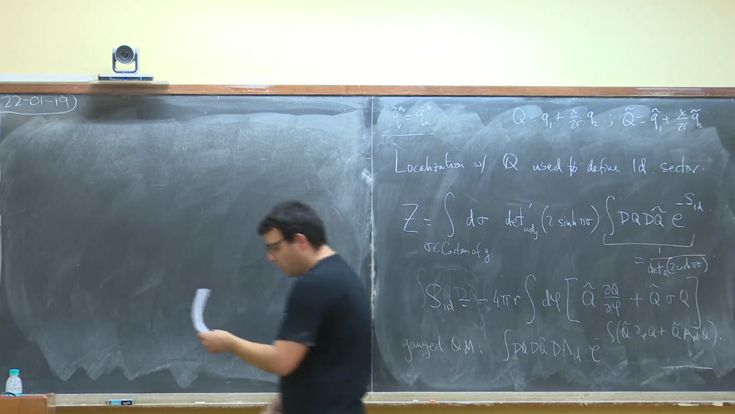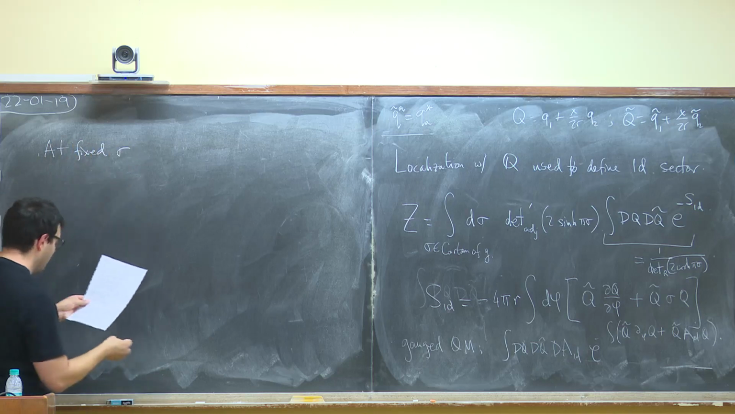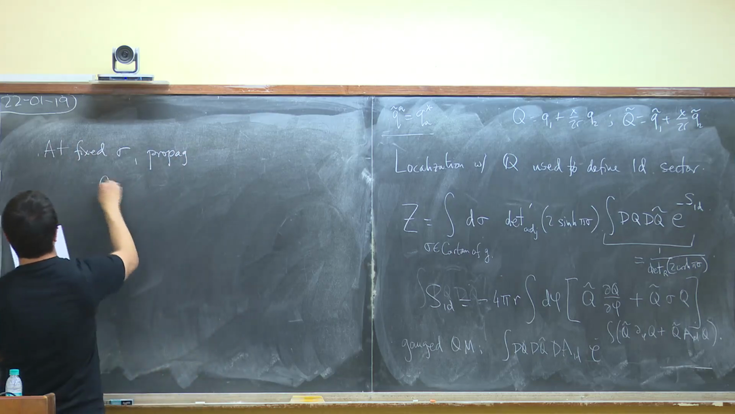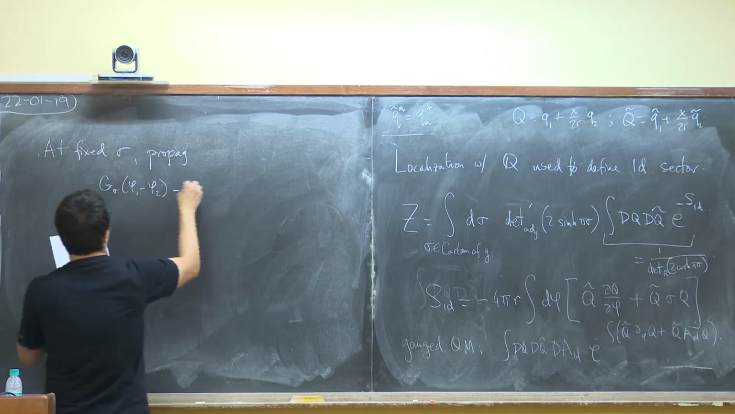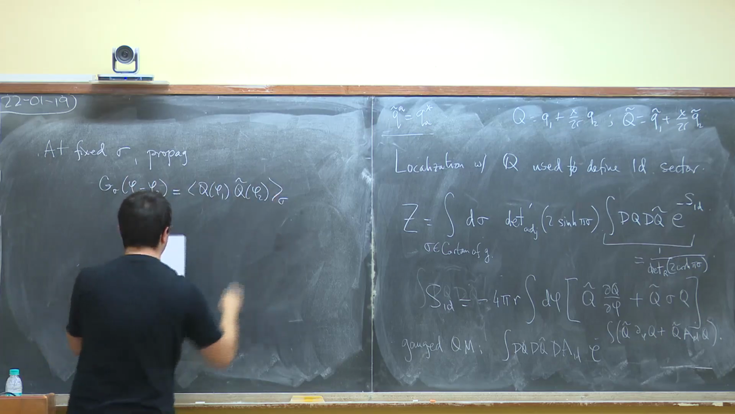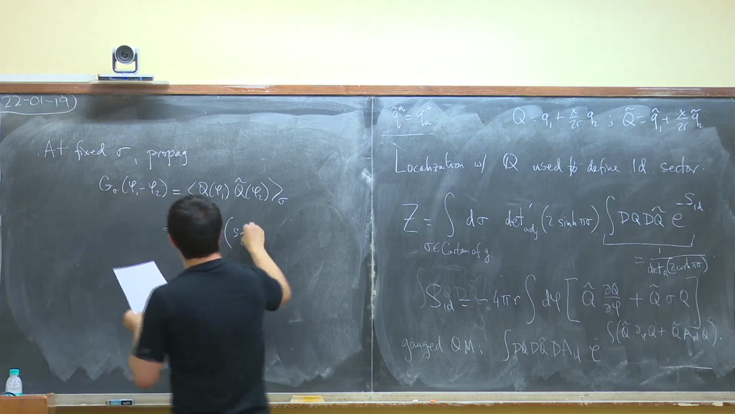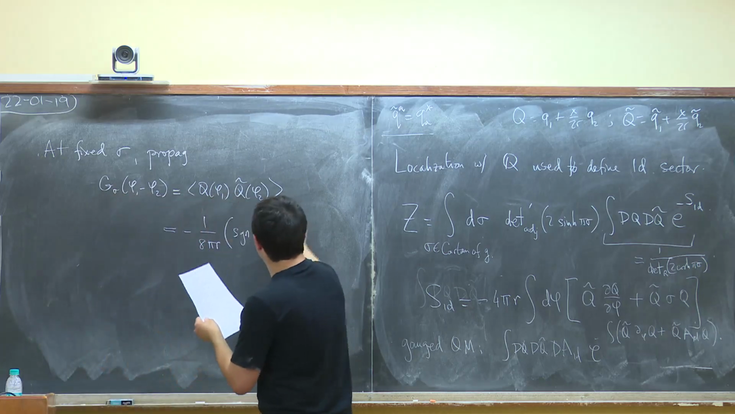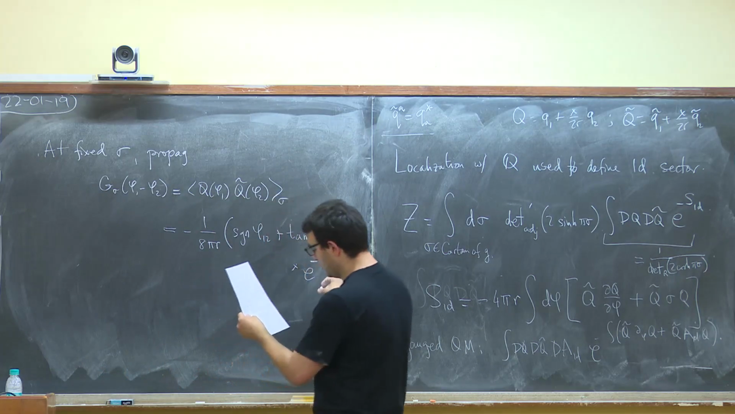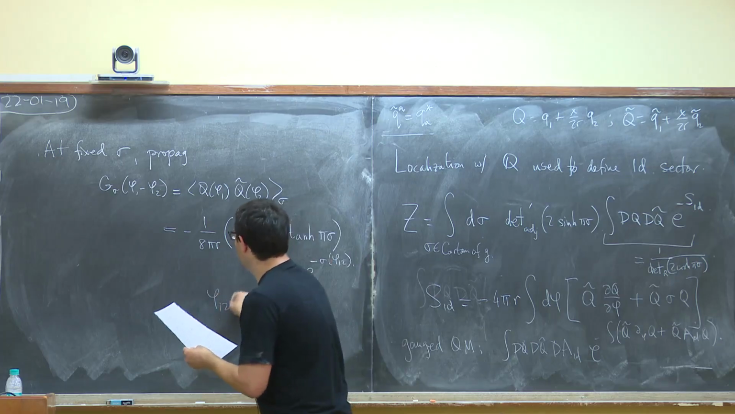And the way to compute correlation functions now is at fixed sigma. We can use the propagator for q and q tilde. So G_sigma(phi_1 - phi_2) is this q of phi 1, q tilde of phi 2 at fixed sigma. And this is minus 1 over 8 pi r times (sine of phi_12 plus tanh pi sigma) times e to the minus sigma phi_12. Phi_12 is phi 1 minus phi 2.